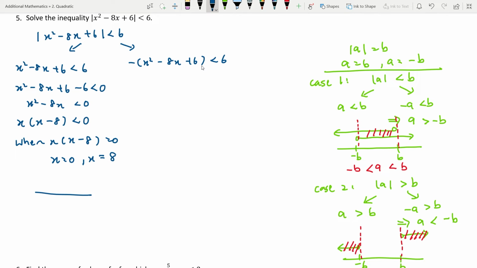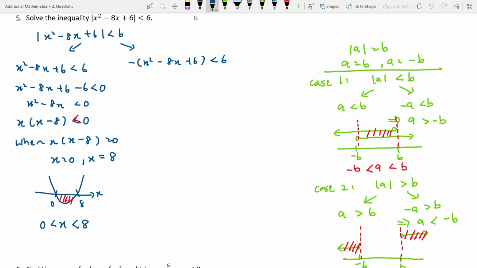We have a positive x squared, so it is a smiling curve. It cuts the x-axis at 0 and 8. We are looking for the area where the inequality is lesser than 0, which means below the x-axis. For this inequality, the x is between 0 and 8.